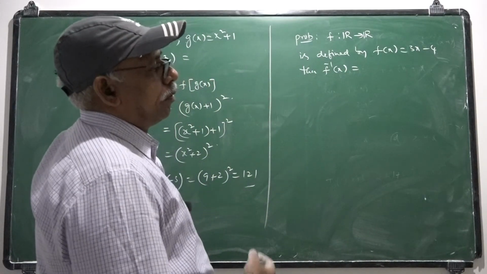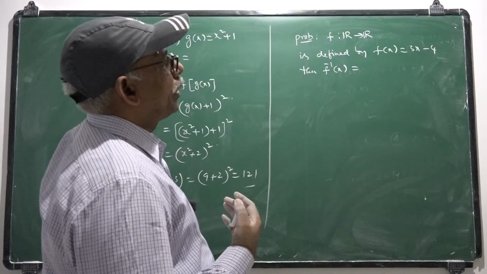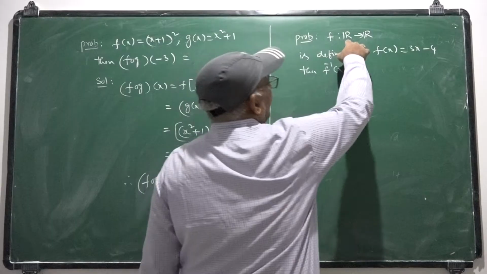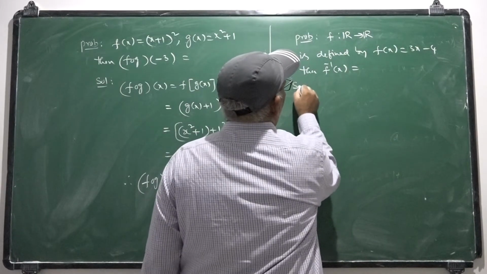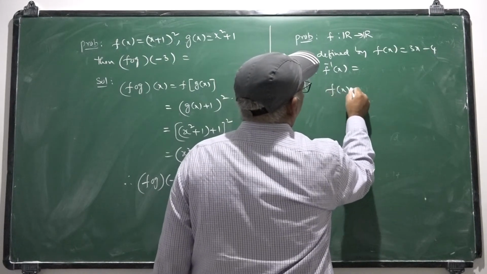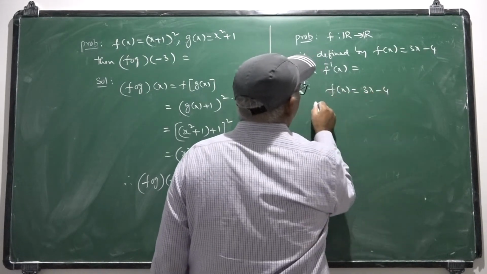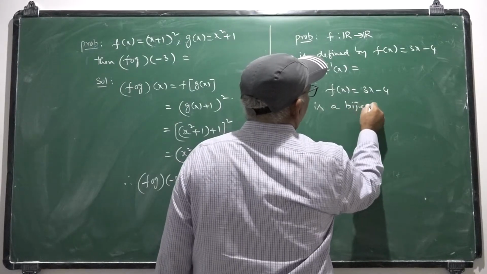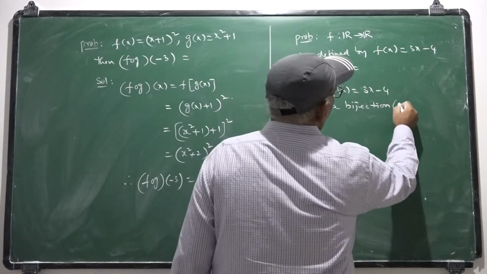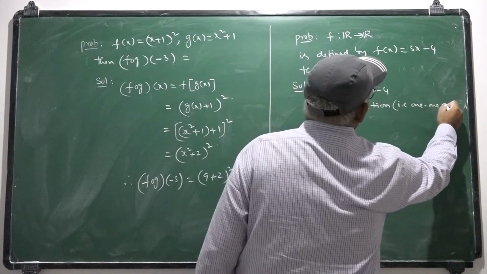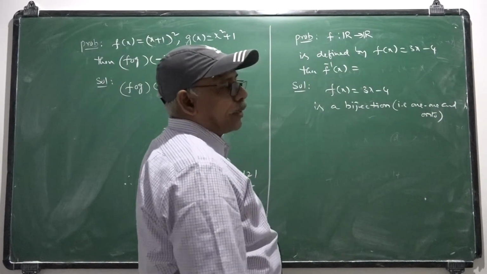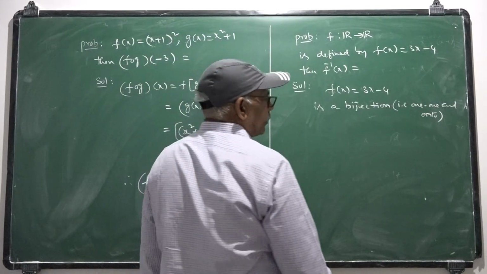And it also takes all the real values corresponding to each and every real value in the domain. So hence it is onto also. So f(x) equal to 3x minus 4 is a bijective function, clearly. Bijection means one-one and onto. Since it is one-one and onto, it has an inverse.